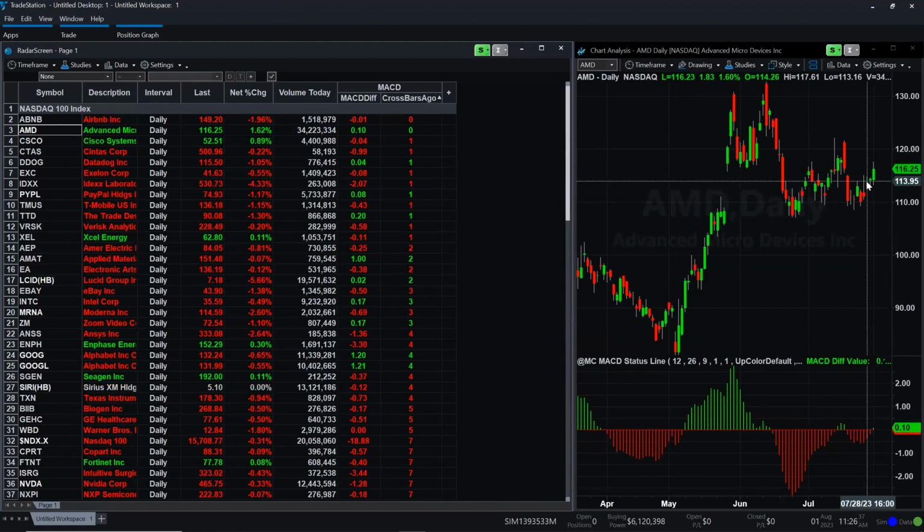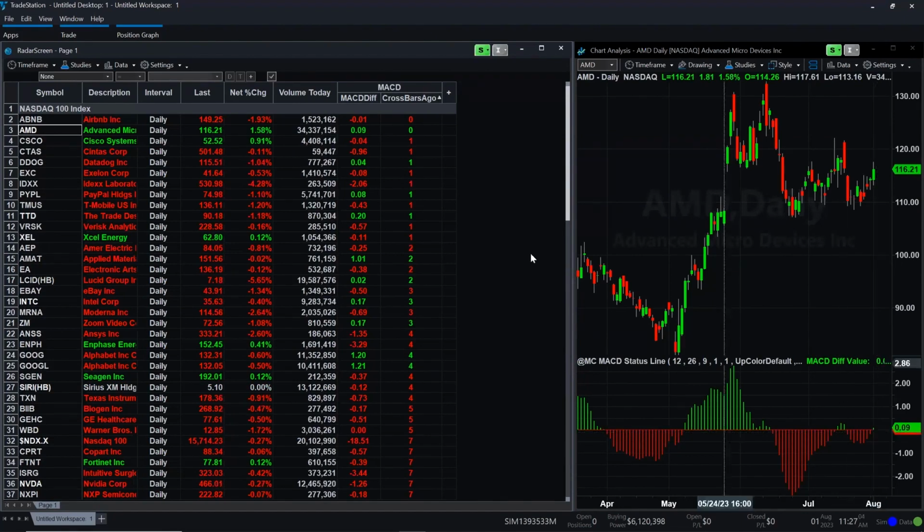Maybe not as clear as we saw on Airbnb, considering that if we look at the chart here, there's some sideways movement on AMD for the past couple or a few weeks. But then again, that signal may represent the change in that behavior if we also research AMD and try to determine where the price may be headed.